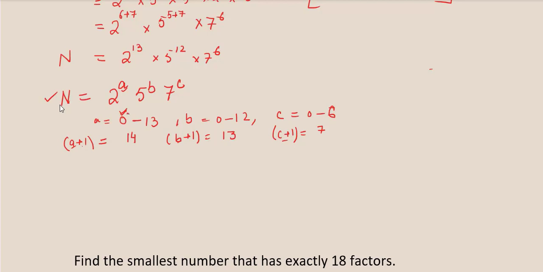So we cannot consider the value of a to be 0. So we just discard the value of a being 0. So the possible values for a must be from 1 to 13 only. Okay, so now our equation changes to a multiplied by b plus 1 multiplied by c plus 1 for even factors.